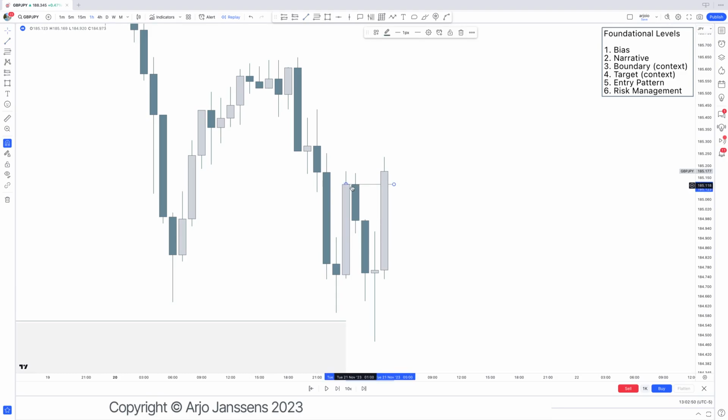And the reason I mark out the high right there is because it's a breaker and it's not overlapping with a fair value gap, a potential fair value gap, but not a fair value gap just yet. So this is already a valid breaker right there.